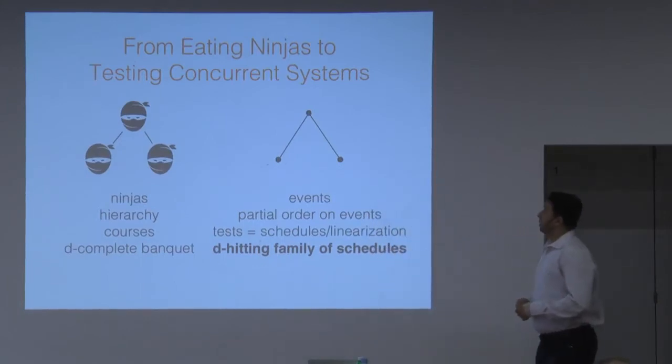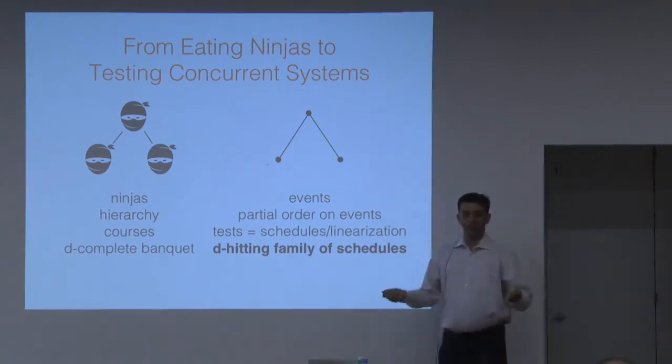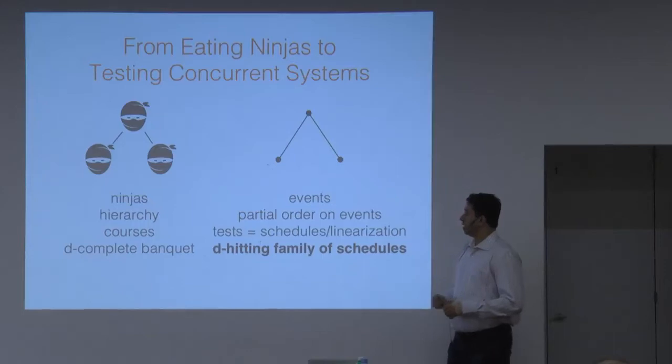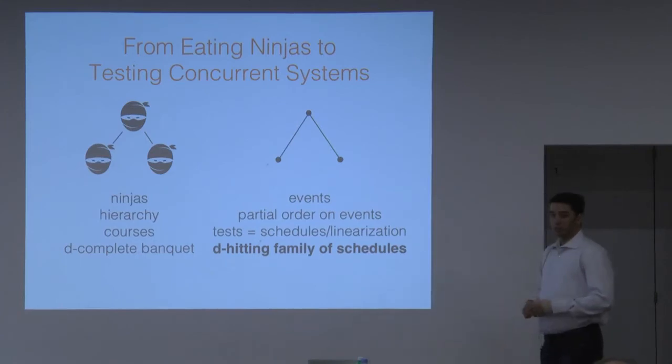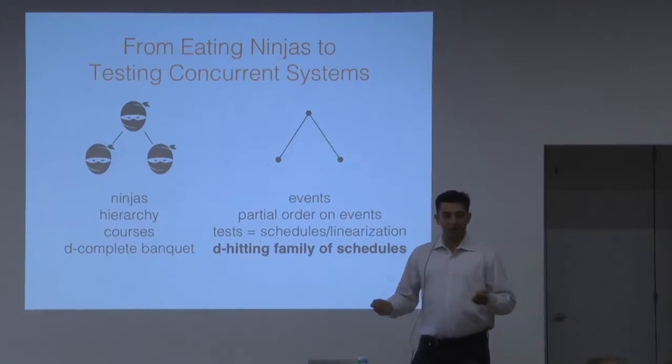Similarly, I can go from the eating ninjas problem to testing concurrent systems. So here the ninjas are events in an asynchronous program. The hierarchy is essentially the partial order that's induced by the underlying concurrency model. The tests are schedules or linearizations of this partial order. And a D-complete banquet corresponds to a coverage notion of a D-hitting family of schedules.